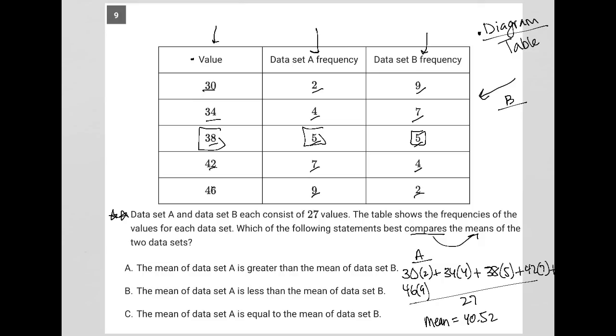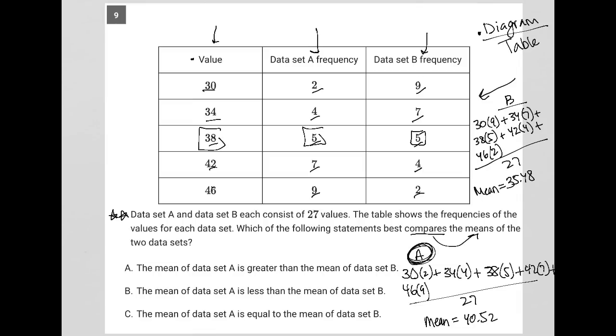I can do the exact same thing for data set B. Right, so again, the setup is exactly the same. I have 9 30s, 7 34s, 5 38s, 4 42s, and 2 46s. And I'm dividing all that by 27. Go back to my calculator. And what I get there is that the mean is equal to 35.48. So obviously the mean of data set A is larger than the mean of data set B.